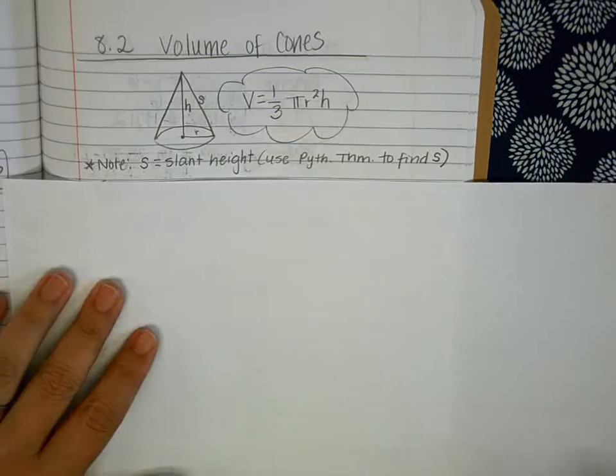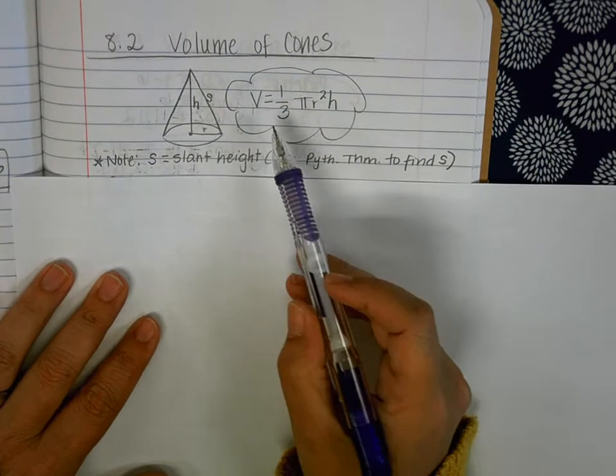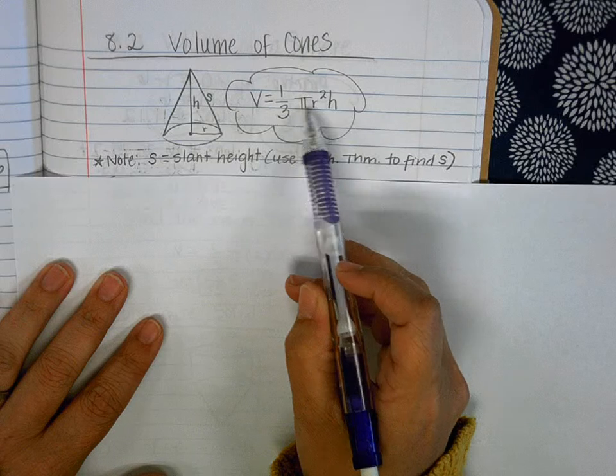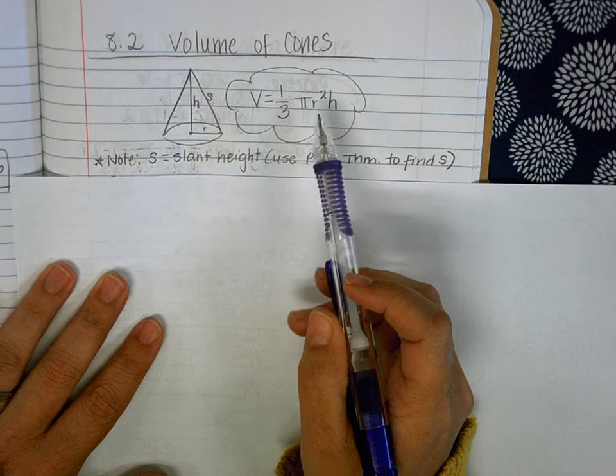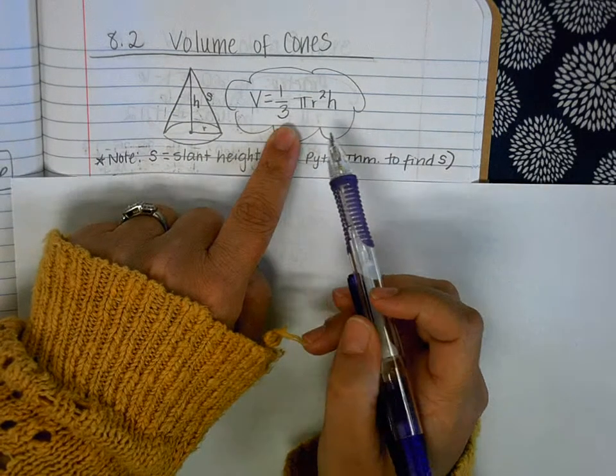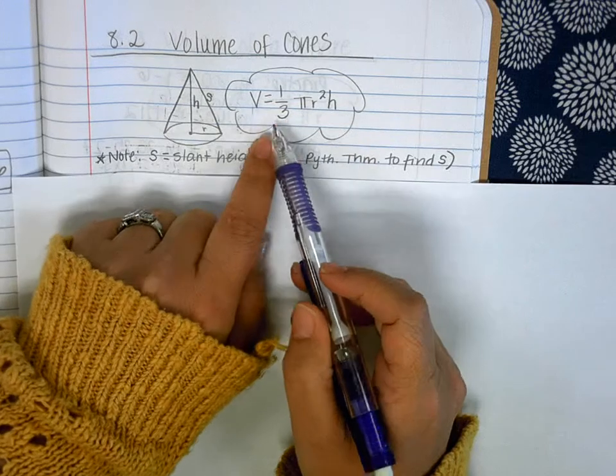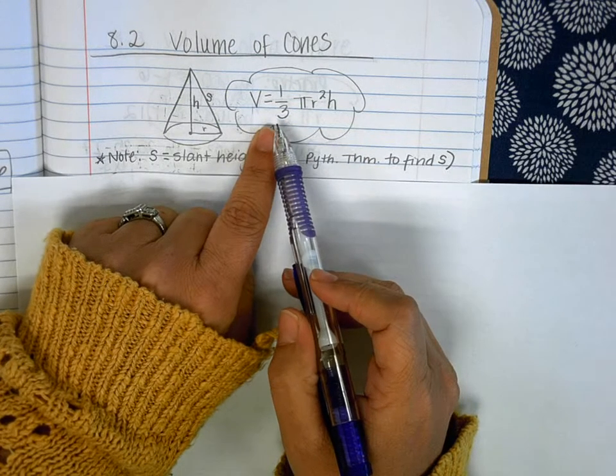Okay, so 8.2 is volume of cones. The formula is 1/3 pi r squared h. So the only difference is the 1/3. The cylinder is pi r squared h, right? So the only difference is 1/3 of it.